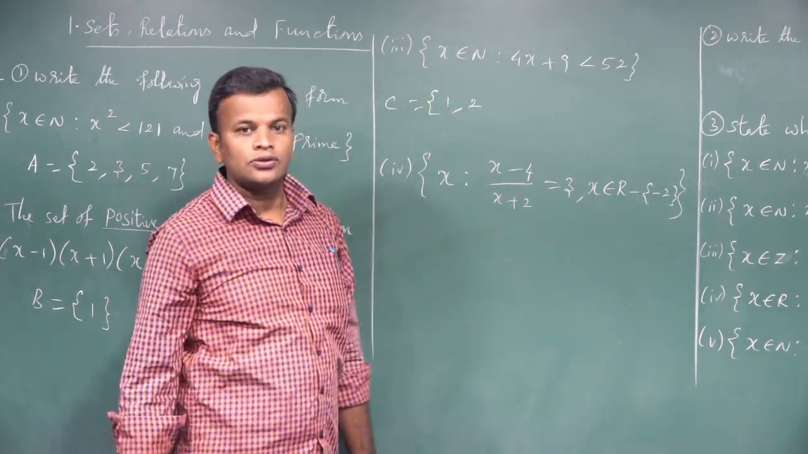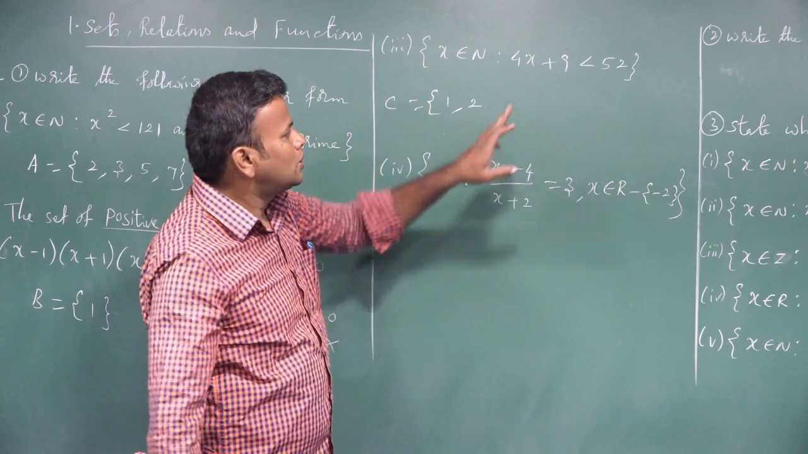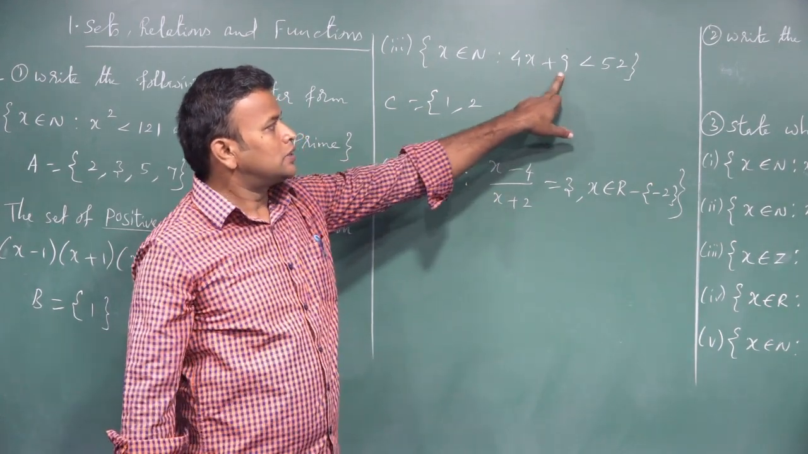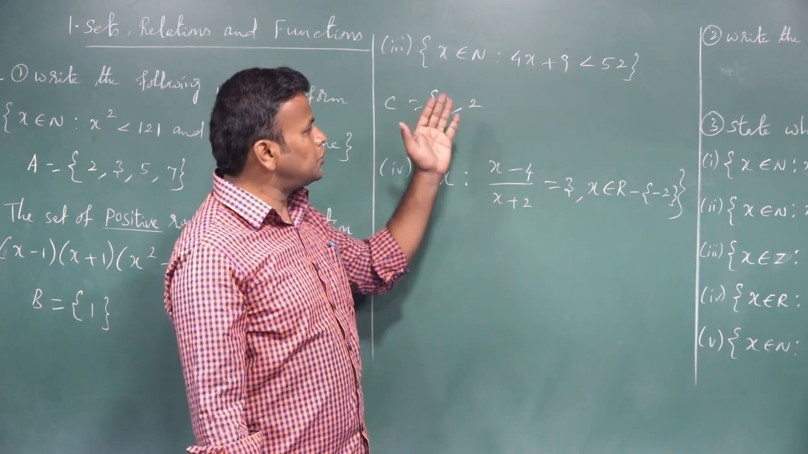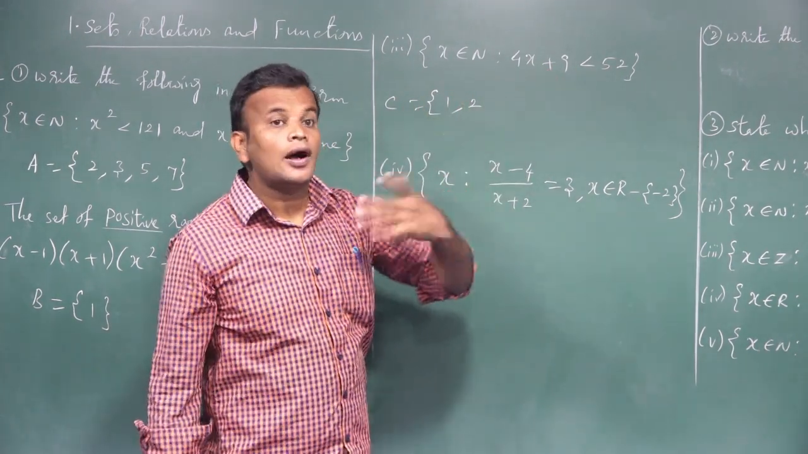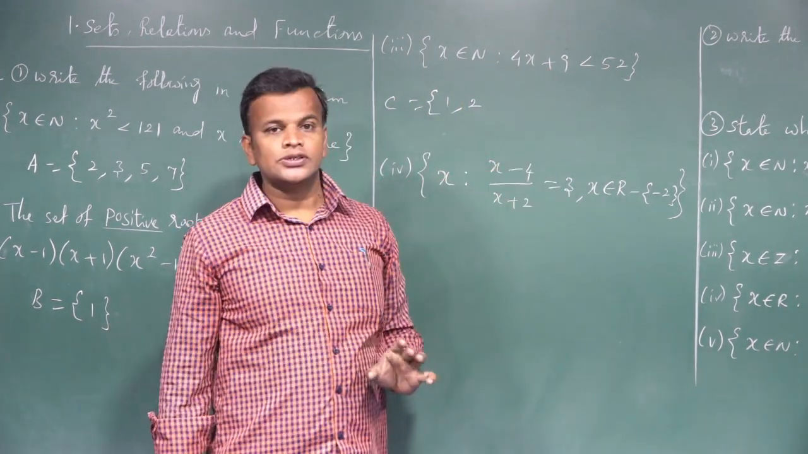Next natural number is 2. 2 is also possible. 4 2s are 8. 8 plus 9 is 17, which is less than 52. So we continue, we move the sums up until the condition is satisfied.